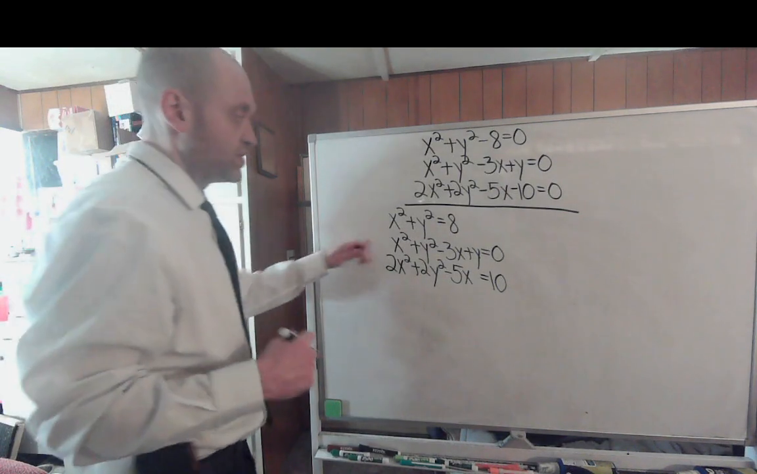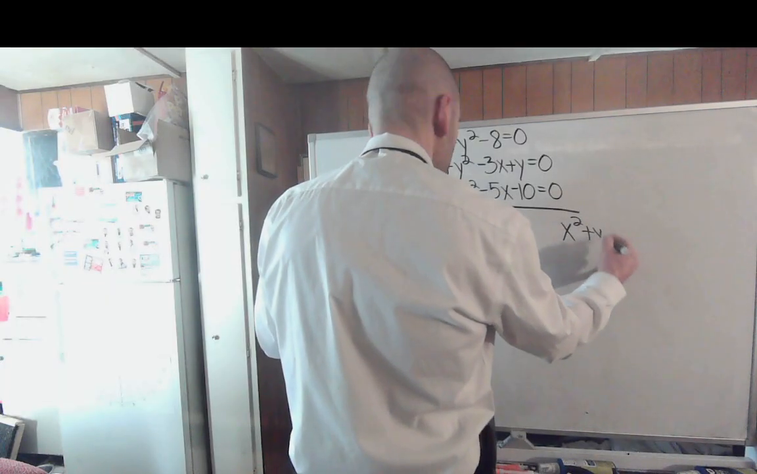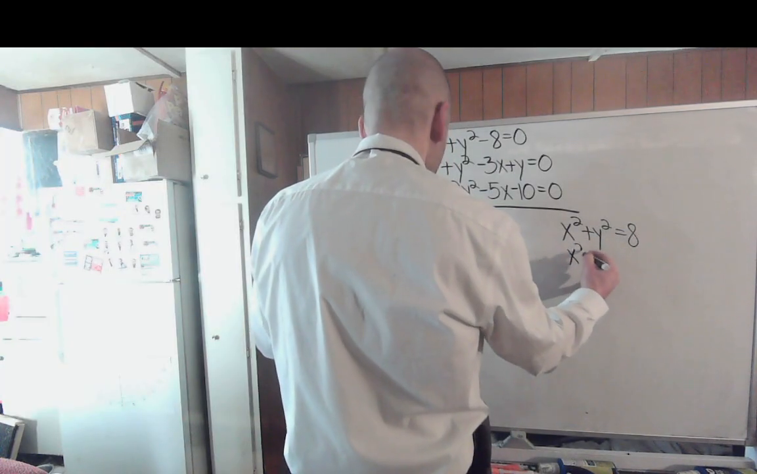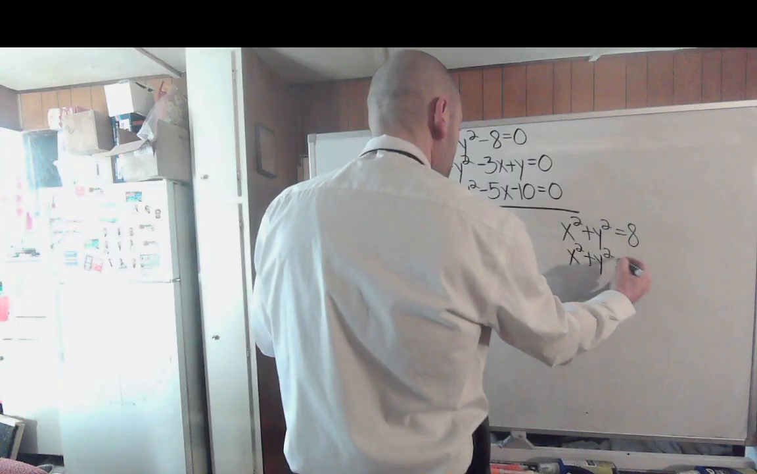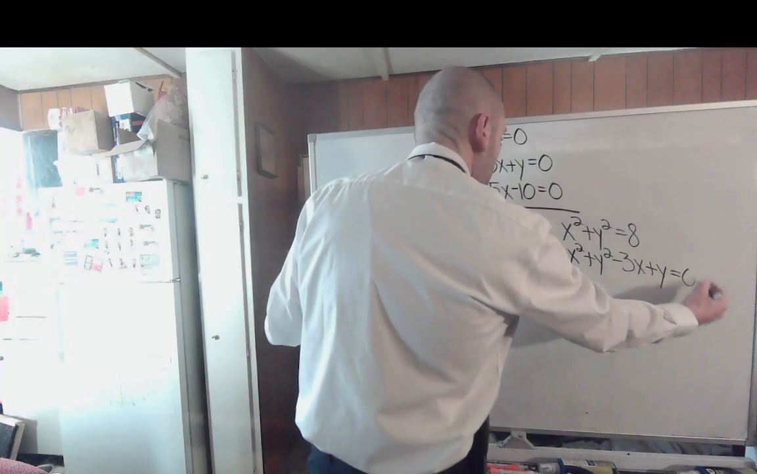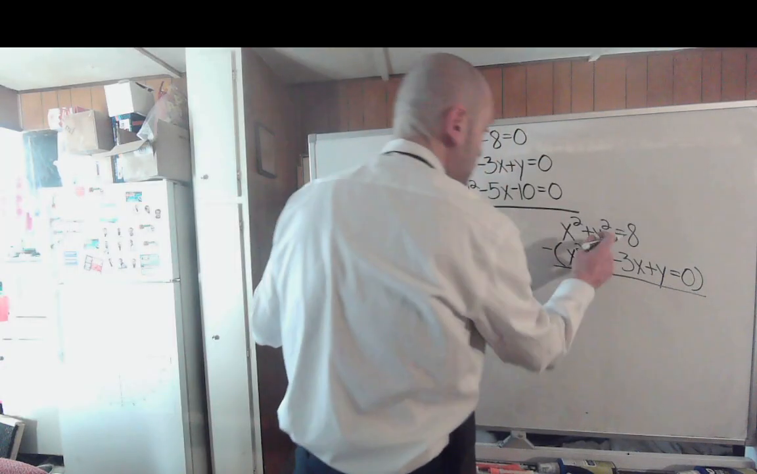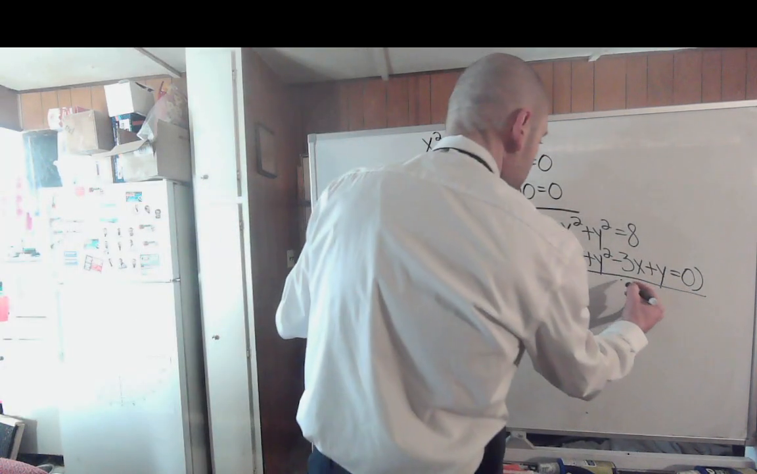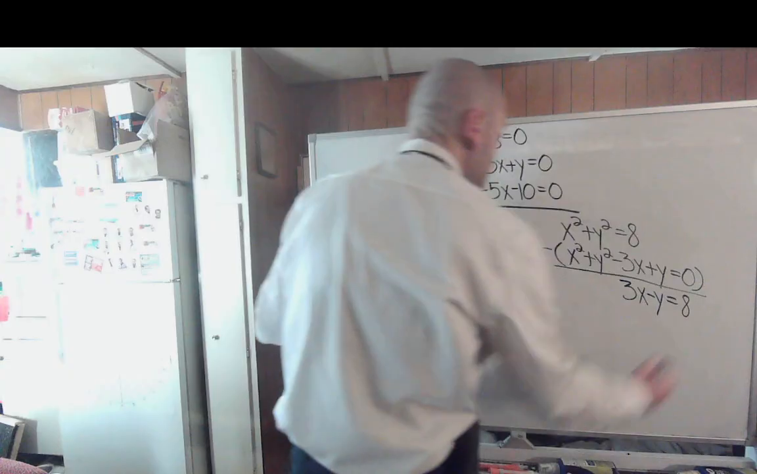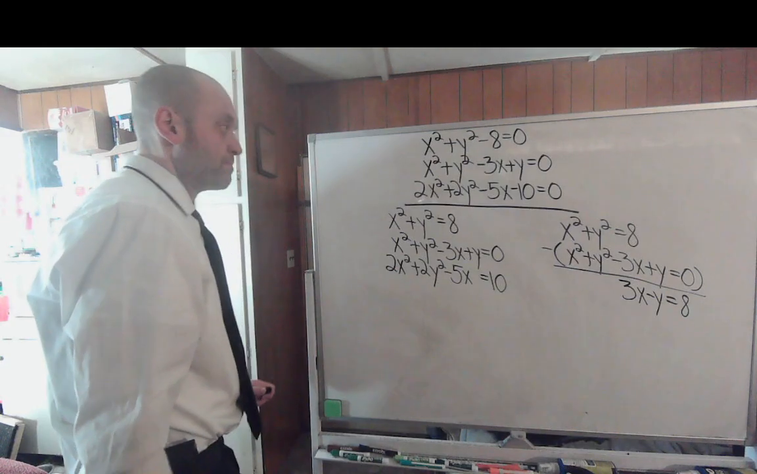If we deal with the first and second, you'll have x squared plus y squared equals 8, and then you'll have x squared plus y squared minus 3x plus y equals 0. So if you subtract the second equation from the first, notice your quadratic terms are gone. This would turn into 3x minus y equals 8. Much easier to work with now, isn't it? 3x minus y equals 8.